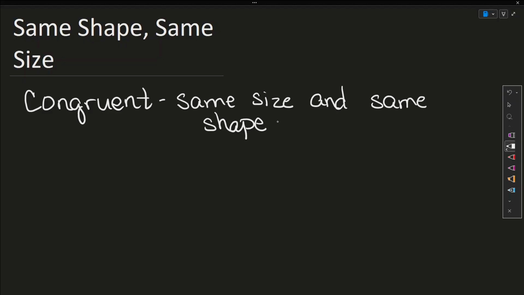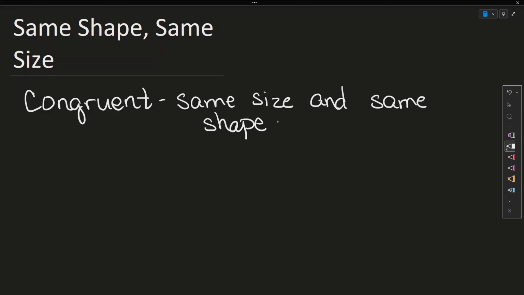As future teachers, this is a great place to slow down and emphasize the meaning. Students sometimes think congruent means sort of alike or close enough. But congruent is more precise than that. It means the figures match exactly in both size and shape.